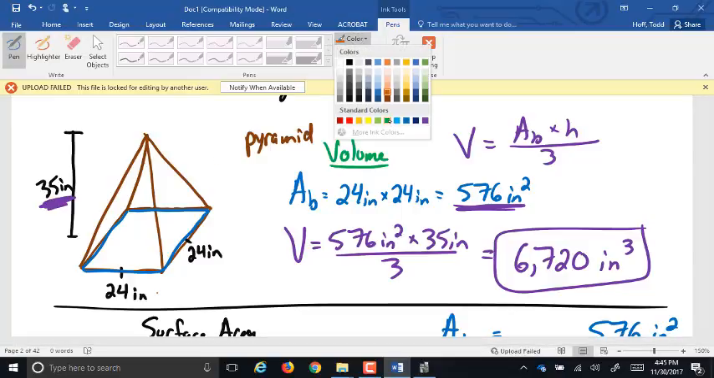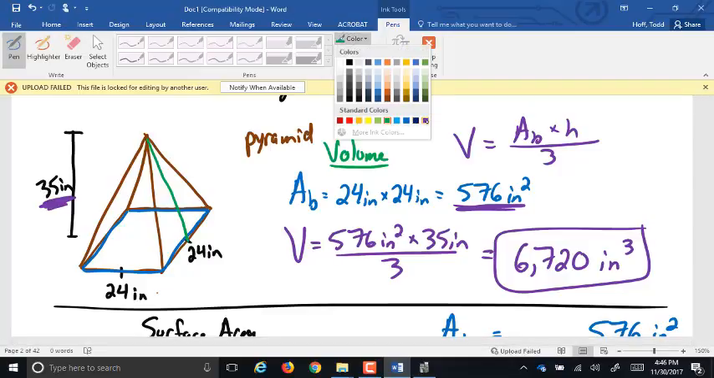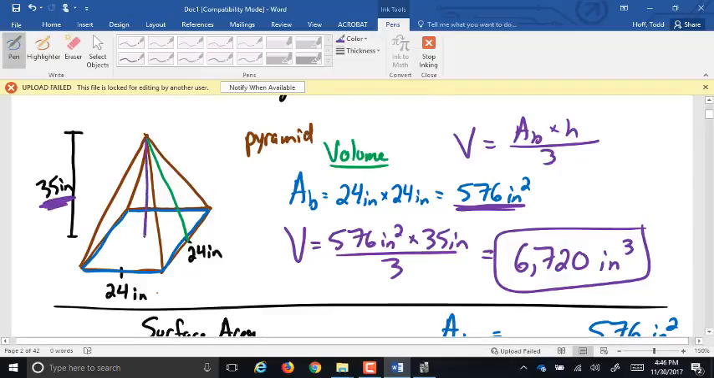Here, the lateral surfaces go at an angle. So the height of the lateral surface is not the height of the pyramid. We can find it by drawing in this triangle right here, from the peak of the pyramid down to the center. This dimension here is just the height, 35 inches. This dimension here, which goes from the center out to the edge, is just half of the side, 12 inches.